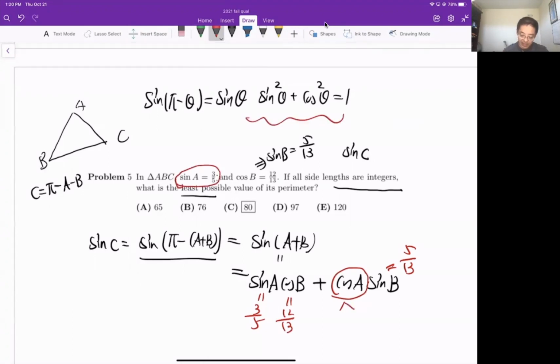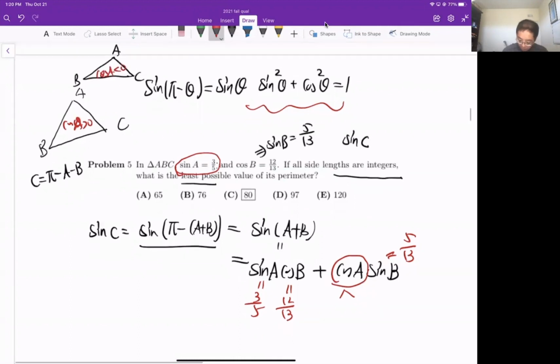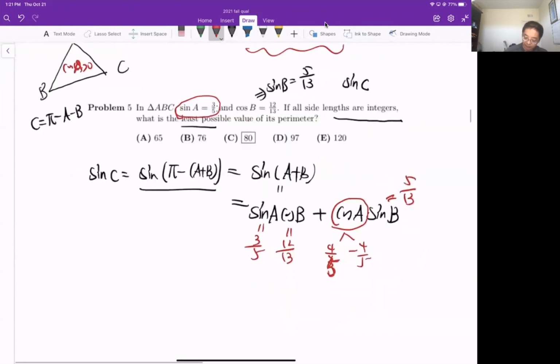Again, use this identity: sine squared theta plus cosine squared theta equals 1. Now, when we go to cosine within a triangle, we should be careful because cosine could be positive or negative, right? When it's positive it means A is an acute angle, but you can also have a case that A is obtuse, right? So for this case, which is possible, the cosine A will be negative. All right, so the point is we have two possibilities. One is 4/5, and the other one is negative 4/5, right?